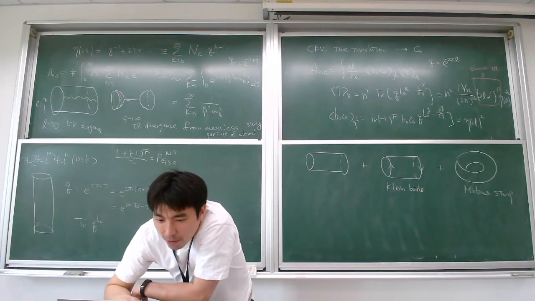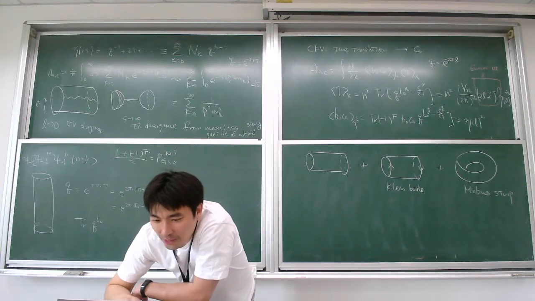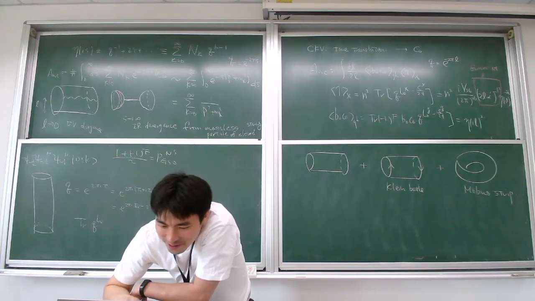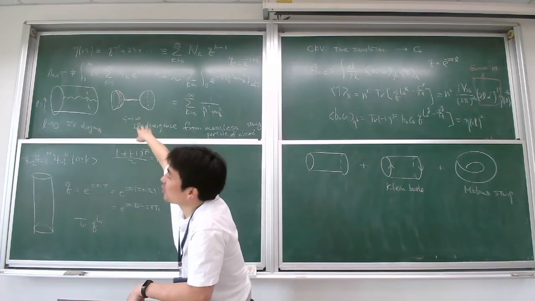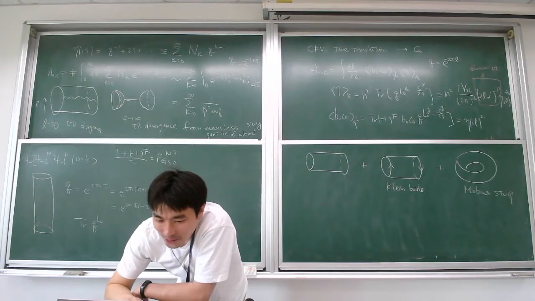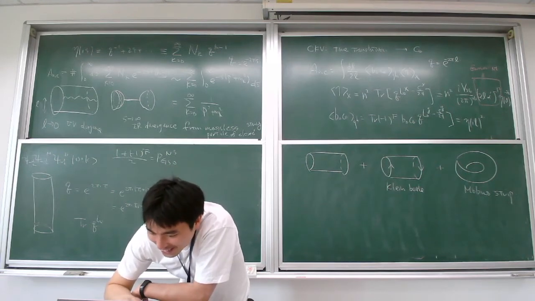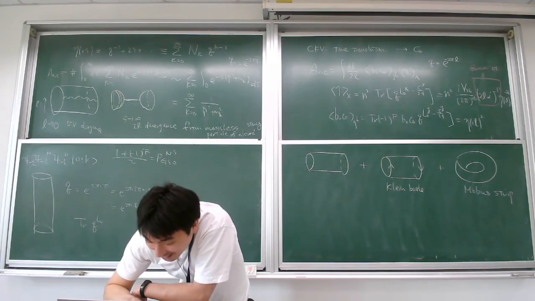I'm following section 7 of Polchinski's book, but even Polchinski's explanation, to be honest, I don't understand. Let me think about it a little bit. Isn't there a good way to explain this open-closed string duality? Sorry, I should have known that.